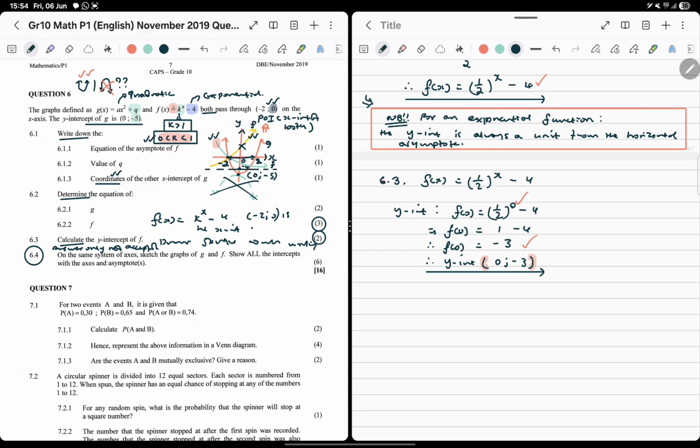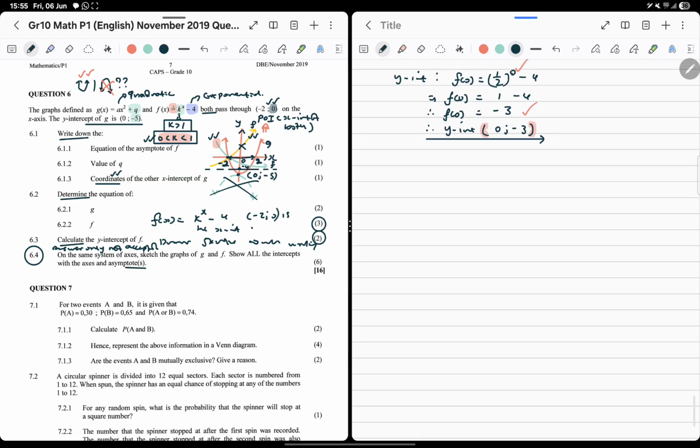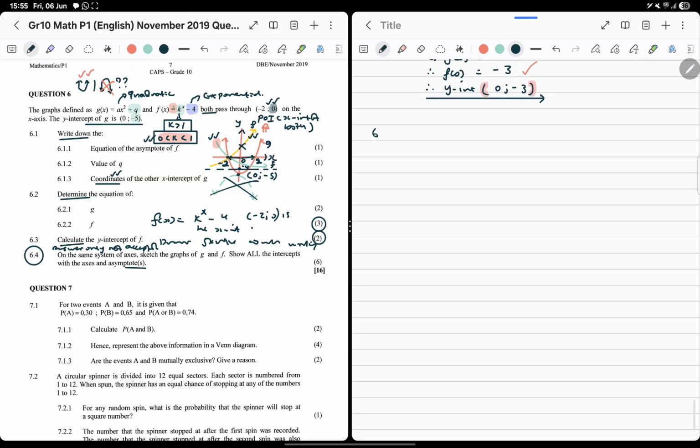As you can see, how questions are asked is very important to gel with that, okay? Now on the same set of axes, sketch the graphs of f and g, show all the intercepts at the axis and asymptote or asymptotes. So we already know what this looks like. 6.4.